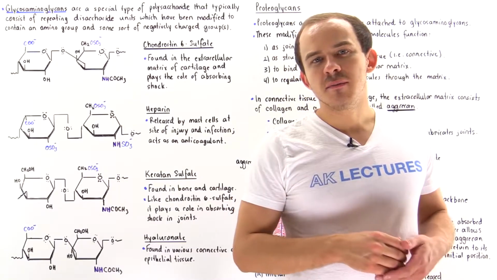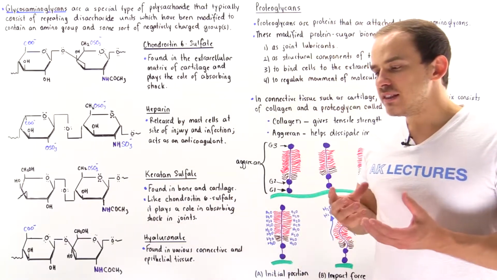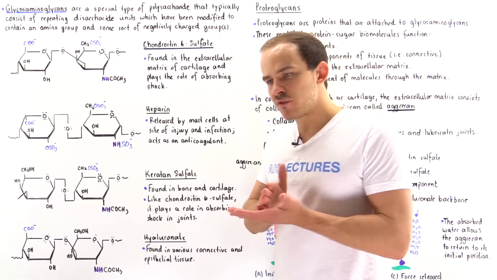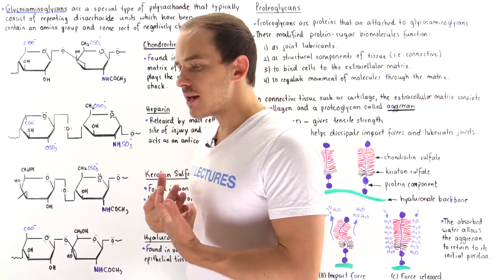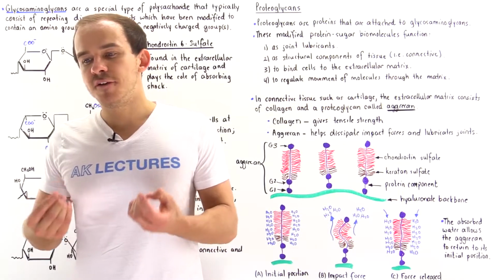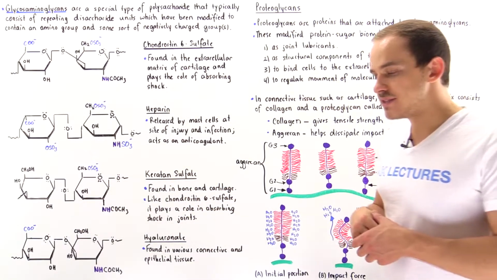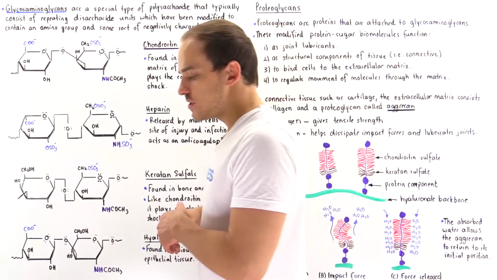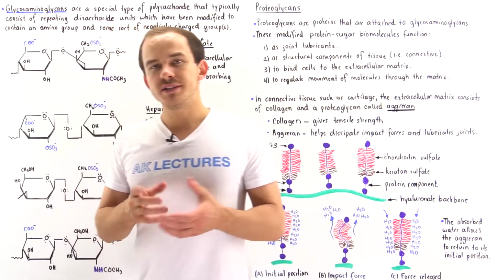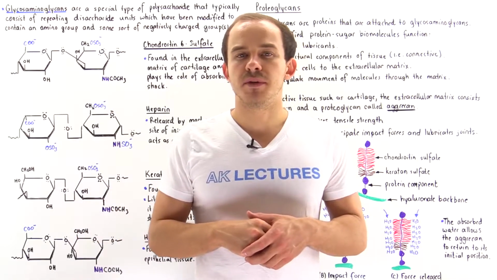So since we're on the subject of polysaccharides, let's focus on a specific group of polysaccharides that exist inside our body that plays a very important role, as we'll see in just a moment. And this group of polysaccharides is known as glycosaminoglycans. So what exactly is a glycosaminoglycan?